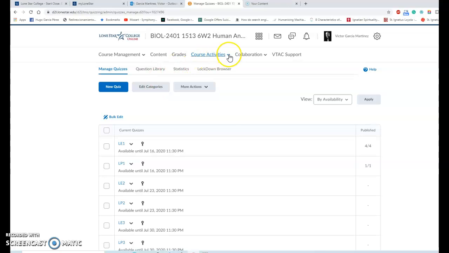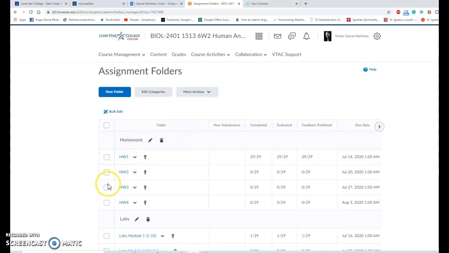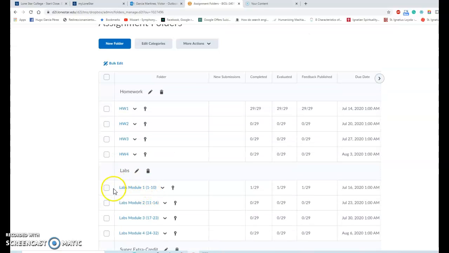And to drop the assignments, you have this part for the homework, and this part is for your lab module. Every single lab module has several exercises. You have to solve exercise 1, 2, 3, 4, 5, 6, 7, 8, 9, and 10. And this one is going to be lab module number 1.